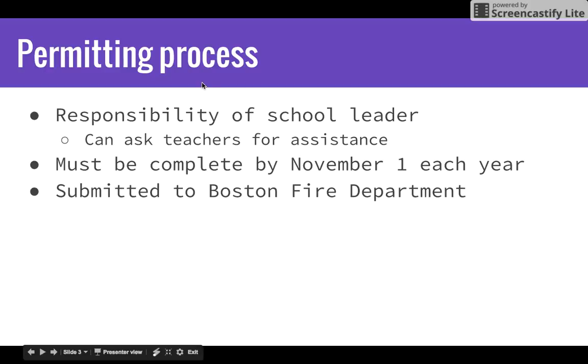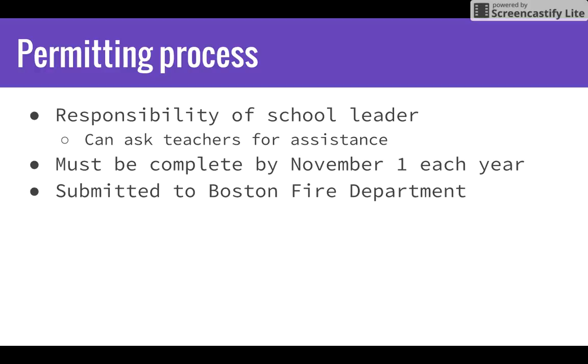So while this is the responsibility of the school leader, you can ask teachers for assistance. Chemistry teachers in particular will know what chemicals are present in the supply area and might have a good operation of the inventory system that we use as a district. It's called Chemventory, and the permit application is a spreadsheet that can be generated from Chemventory.